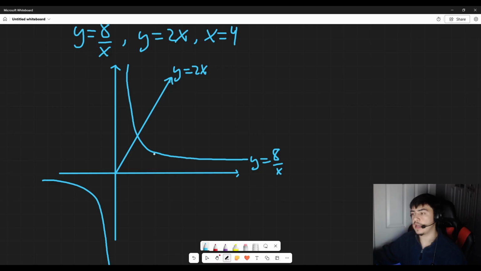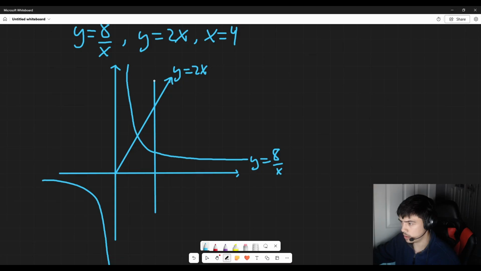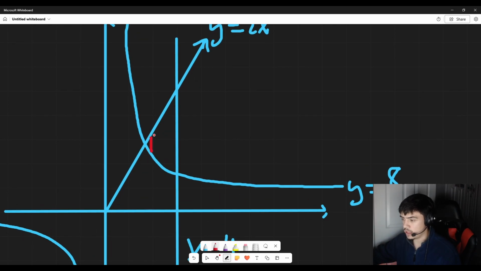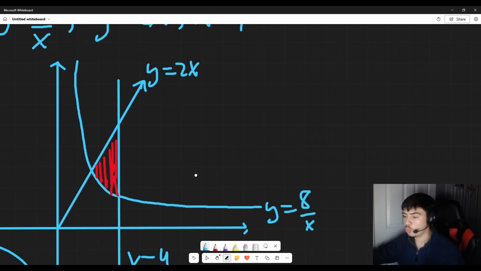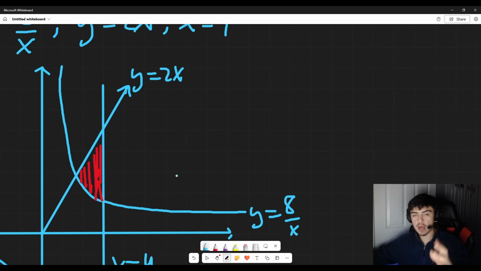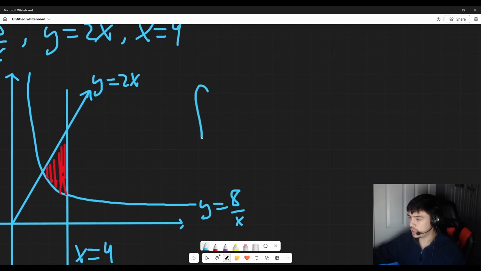And then the last line we have is x equals 4, which is a straight vertical line at x equals 4. And that's going to be right here. This is the line x equals 4. And since we're finding the area bounded between these curves, that area is this area right here that I'm shading in. We want to find the area between these curves. So we just need to define our top function and our bottom function, right? So let's go ahead and set up our integral.